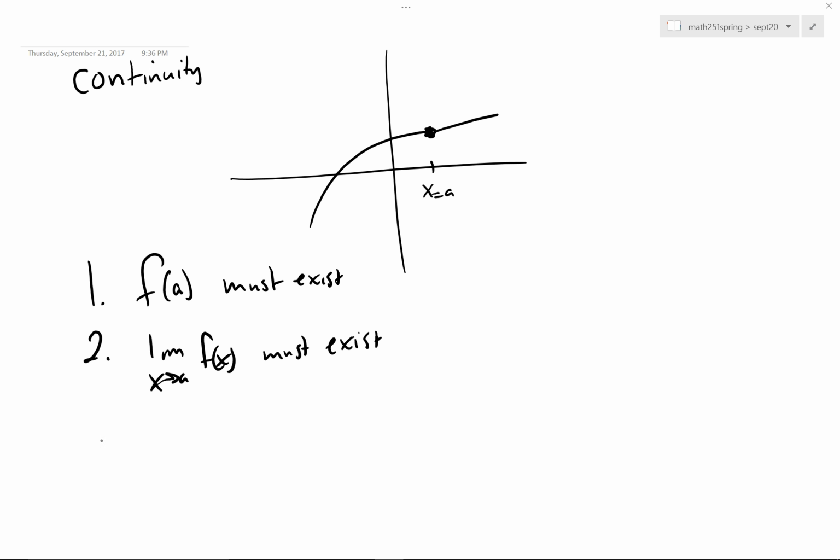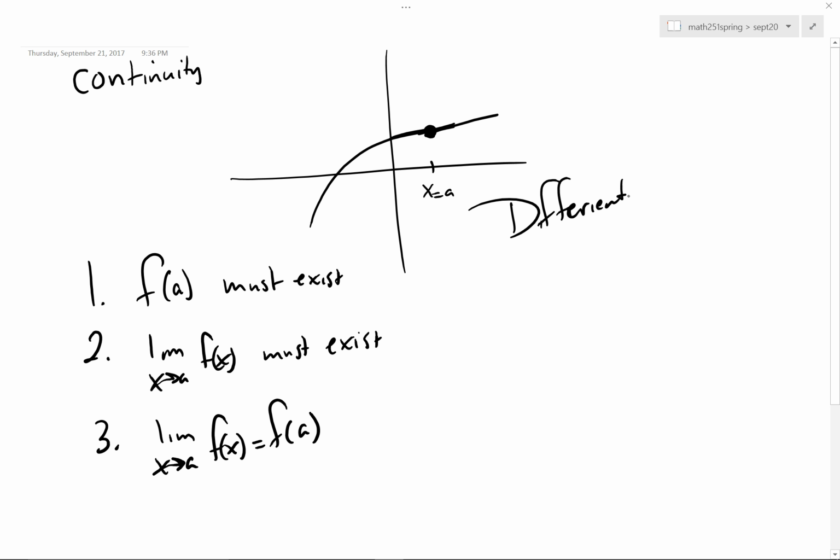So this one works. And number 3, the limit as x approaches a of f of x must equal f of a. That is, in other words, the limit, which appears to be right here, must equal the actual value. Okay? So we know that. Today we're going to learn a new word which is called differentiability.